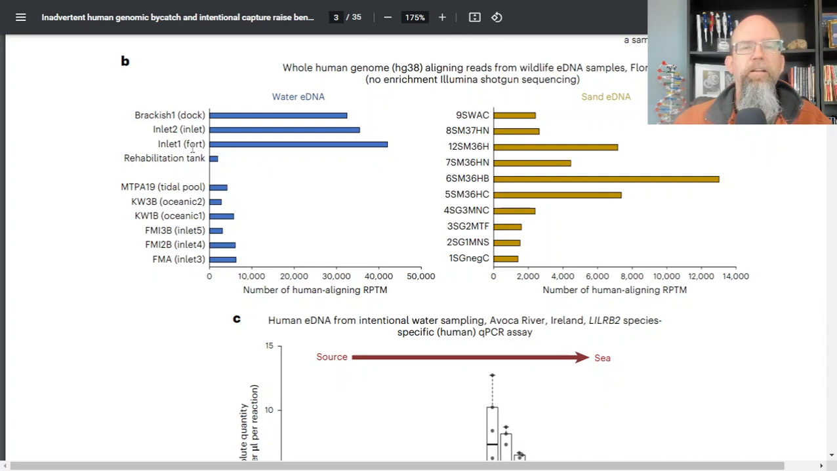40,000 of them in this particular inlet at this fort, 40,000 out of 10 million were human. And you're thinking, well, that doesn't sound like very much, especially when you get down here, less than 10,000 out of 10 million. So a very small percentage of the sequence is human.